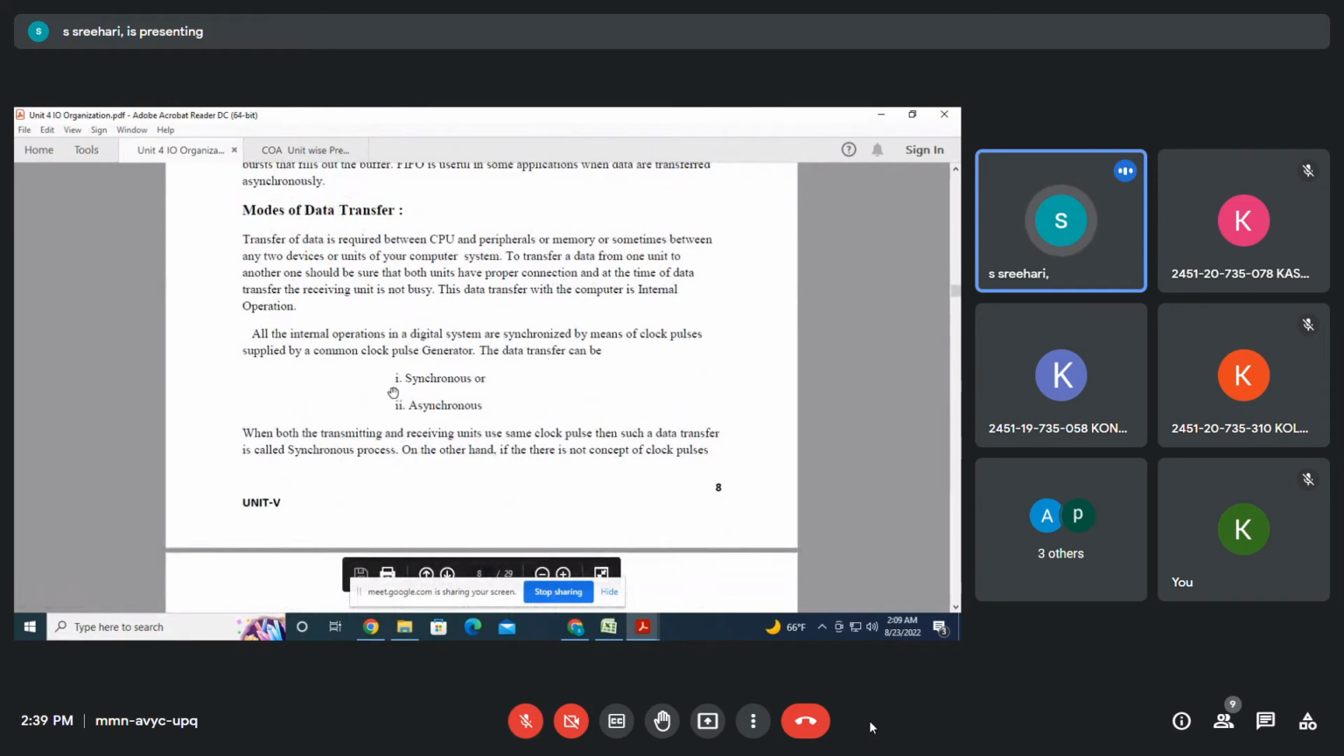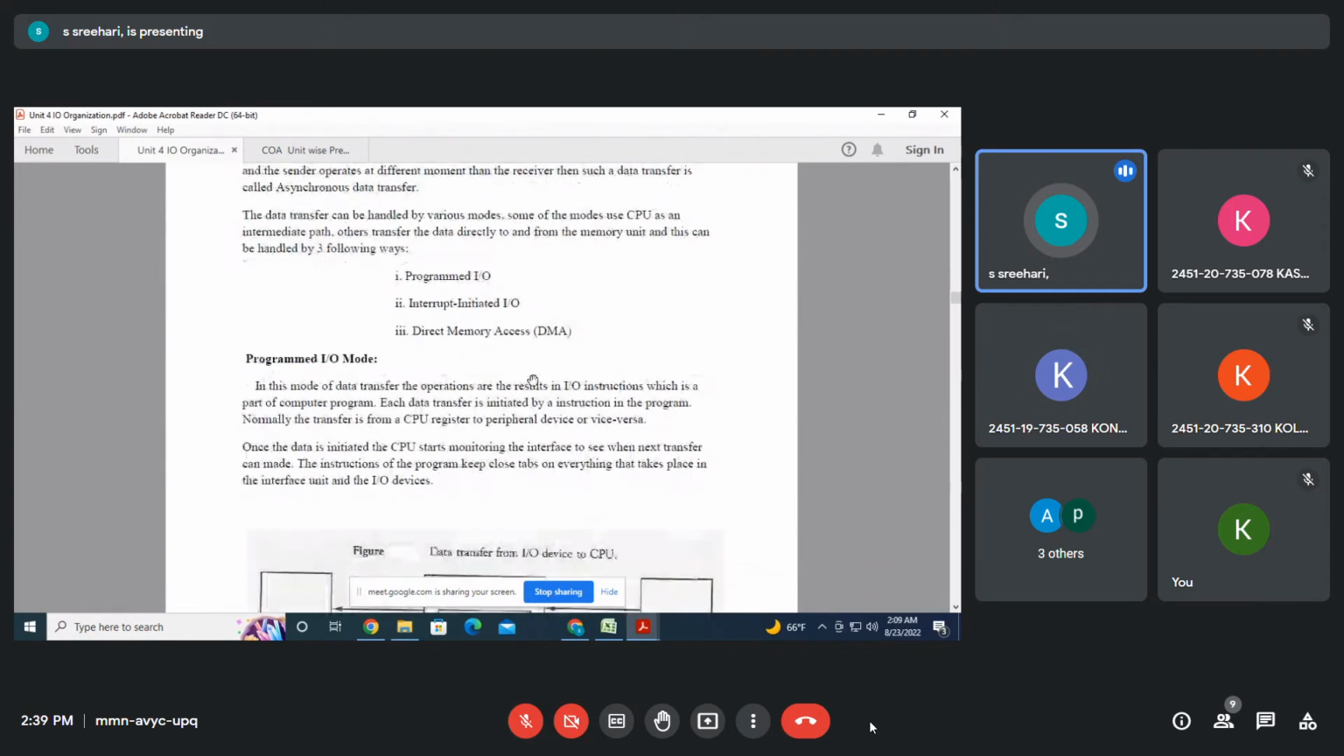We have two different types of modes: synchronous mode and asynchronous data transfer mode. In that, there are three different ways: programmed IO, interrupt initiated IO, and direct memory access. These are the three different methods we use as data transfer modes. What are the data transfer modes?